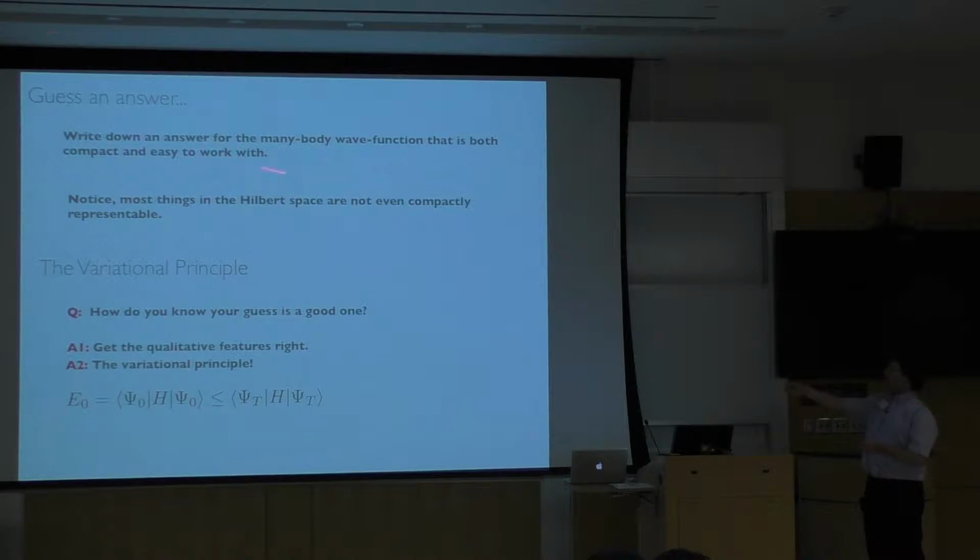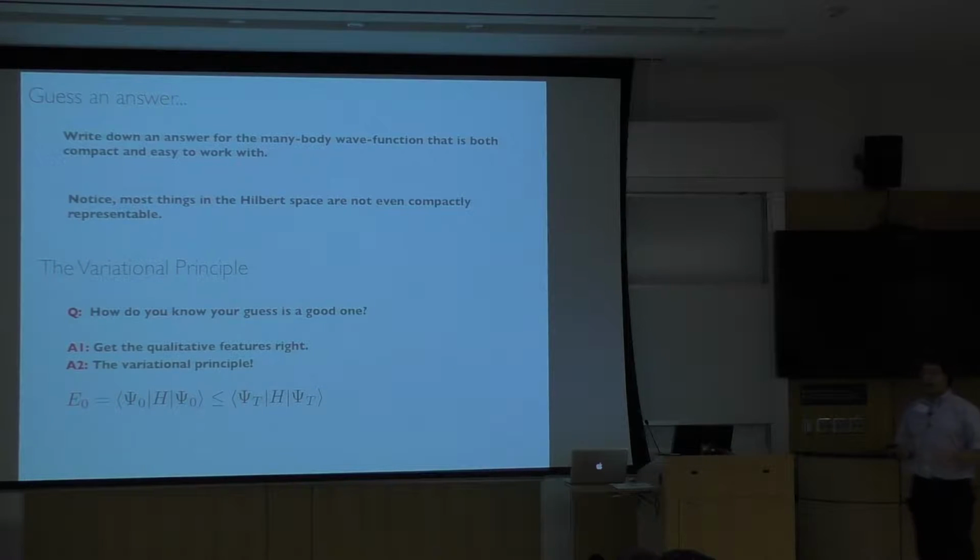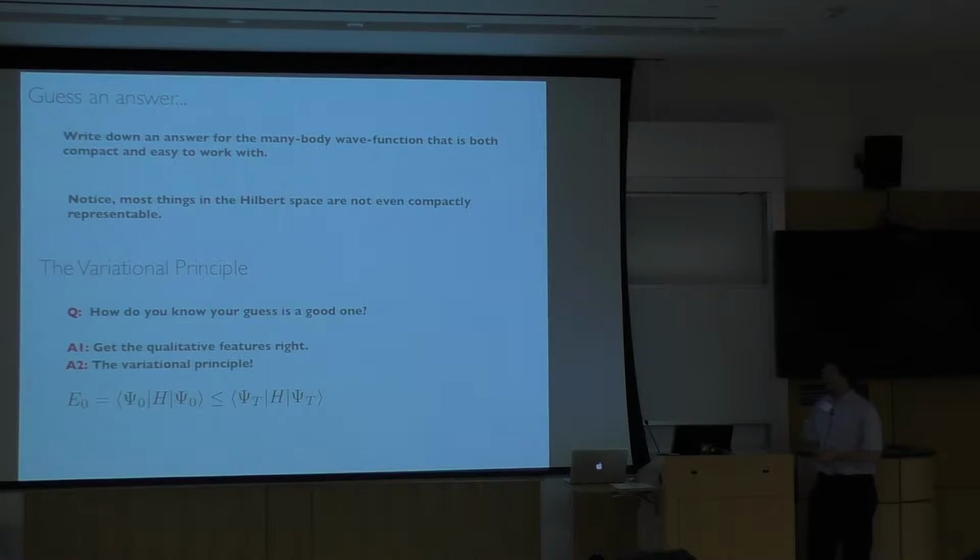And so what we're going to do is we're going to try to write down some answer, some guess for the many-body wave function that's compact and that's easy to work with. And what we'll see in the moment is that actually most things in Hilbert space are kind of irrelevant, and that in some ways helps us.